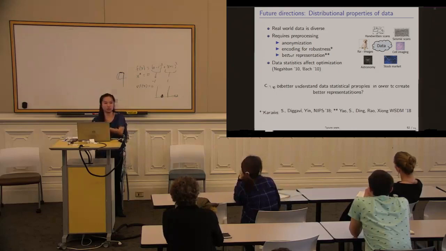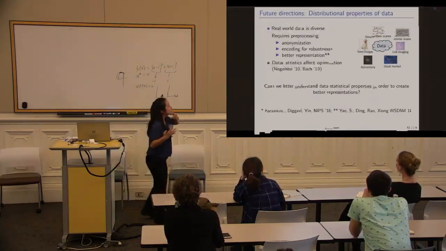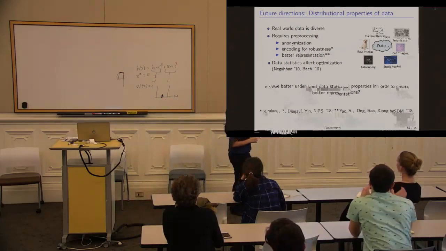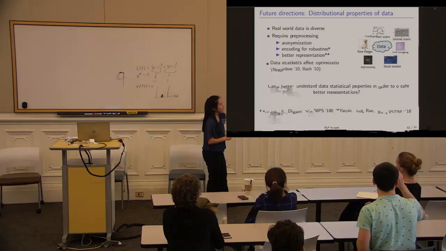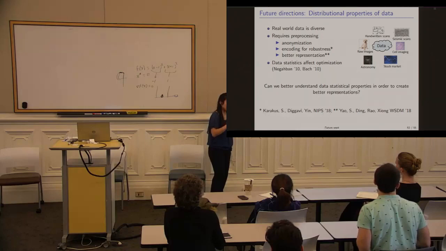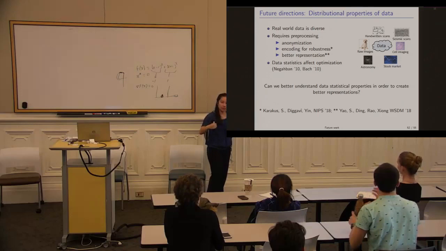We know that, first of all, real-world data is very diverse, and we do a lot of pre-processing for a lot of different reasons, whether it's anonymization, encoding for robustness, but also in representational learning, right? And we know that what we actually end up feeding into our classifier, the distribution of that data, will affect how well our classifier works, whether it's things like separability or incoherence. We would like to be able to characterize these better.